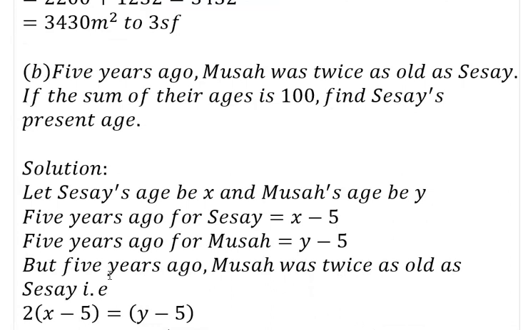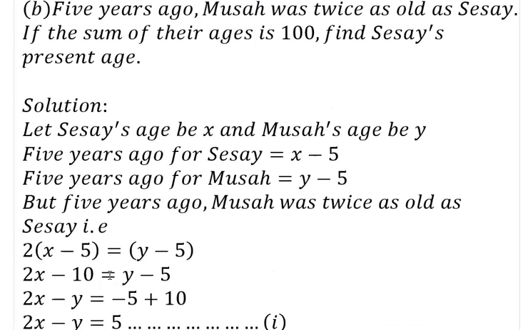Let's dive straight to the B part. Awesome. 5 years ago, Musa was twice as old as Sese. If the sum of their ages is 100, find Sese's present age. This is a little bit tricky, but you have to be patient so that you can be as accurate as possible. So we say, let Sese's age be X. We don't know their ages yet. And Musa's age to be Y. So whenever we see Sese's age, we say it is X. If it is Musa, we say it is Y.